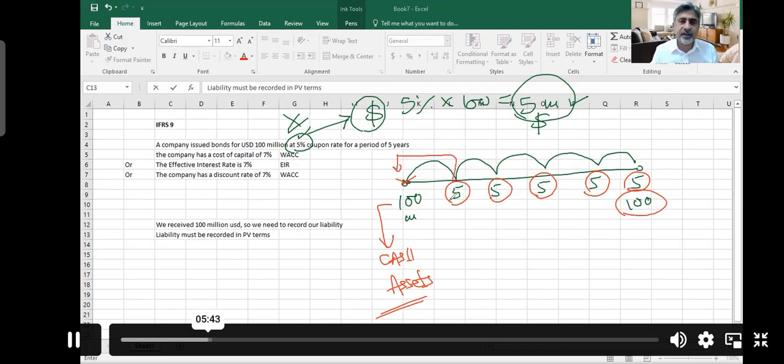I'm recording the liability today, but this 5 I have to pay after 1 year. This is after 2 years. This is after 3 years. So I need to find out their present values. Present values means that I need to do discounting. I need to discount them.